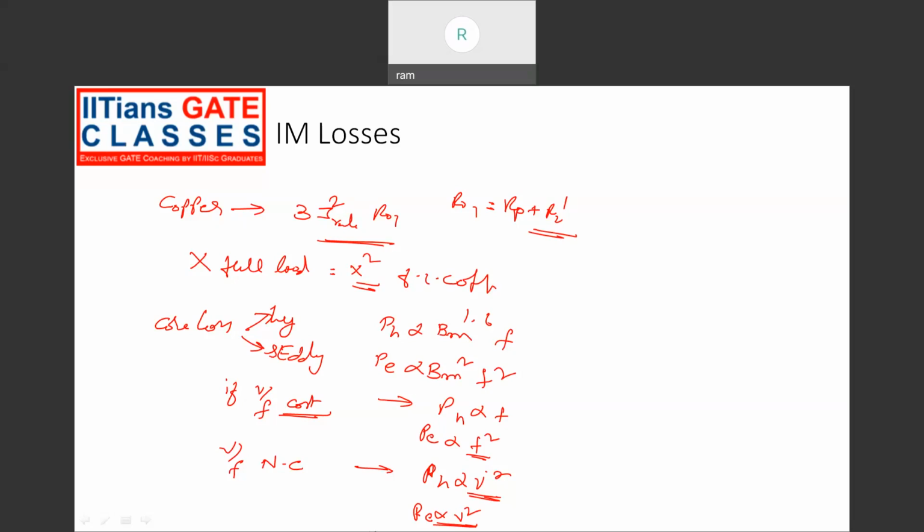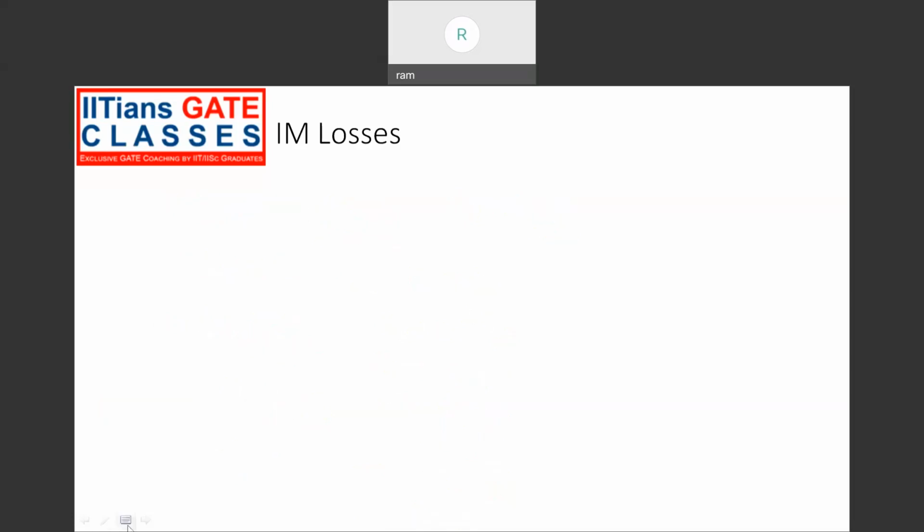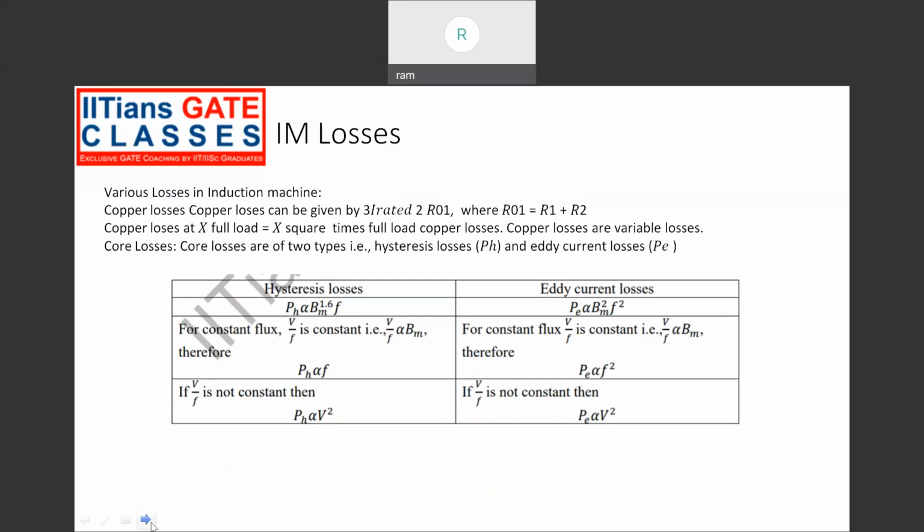Okay, let's see some previous year questions based on the machine equivalent circuit. This is what we discussed in the earlier slide. When the V by F ratio is constant, hysteresis loss is proportional to frequency, whereas eddy current loss is proportional to frequency squared. When the V by F ratio is not constant, both losses are proportional to voltage squared.